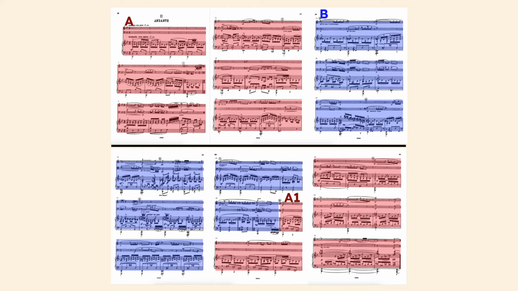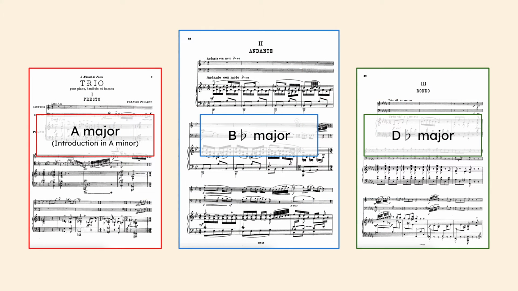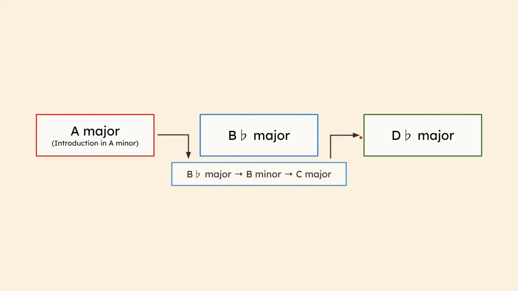Eduqas calls this a tonal transition, and in order to understand it we need to look at the keys of all three movements again. Movement 1 is in A major, while movement 3 is in D flat major, which is 3 half steps or 3 semitones away. Movement 2 actually bridges that gap by starting in B flat major, moving to B minor, then moving to C major, which leads us on to the D flat major of the third movement.